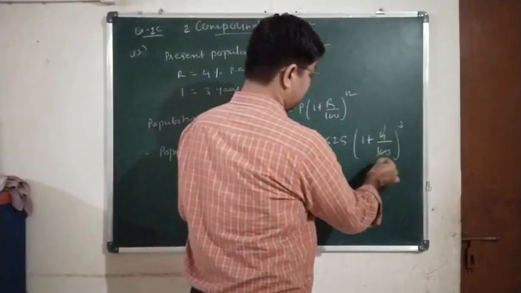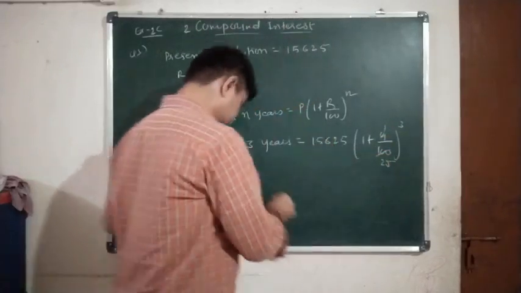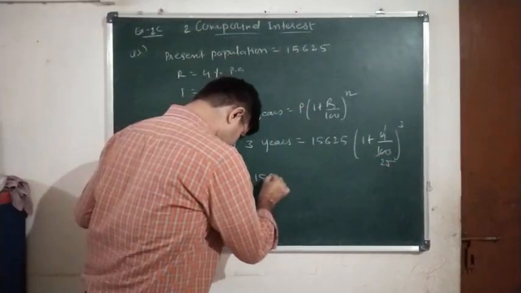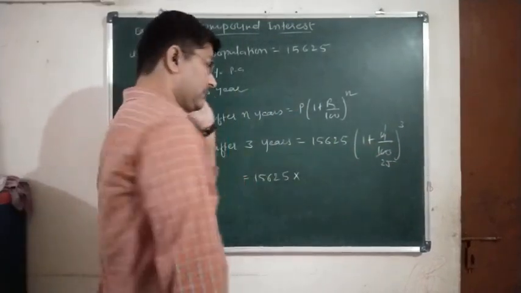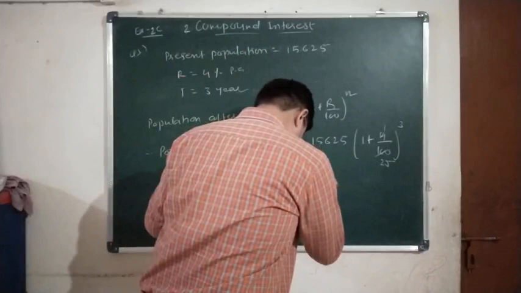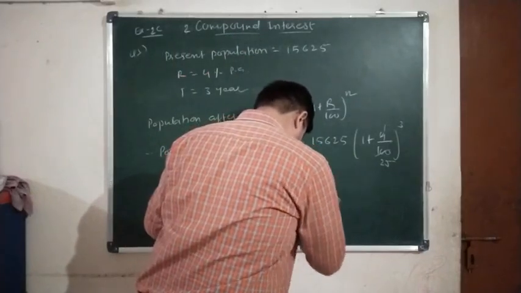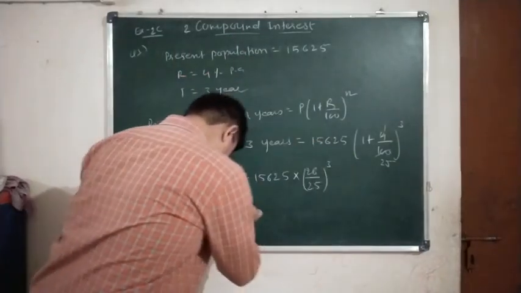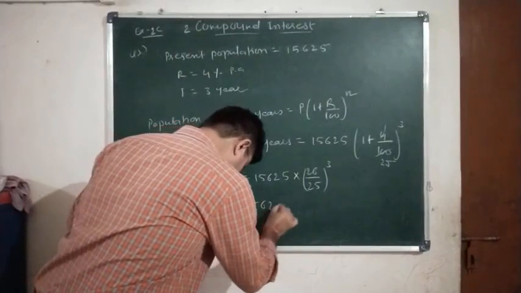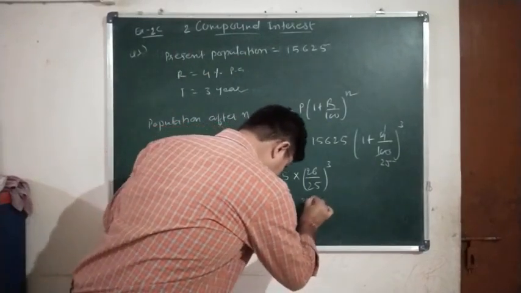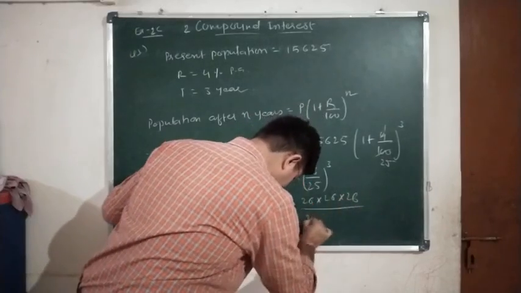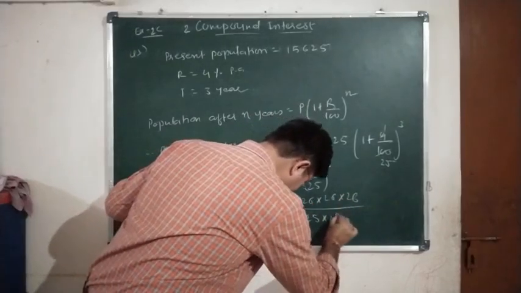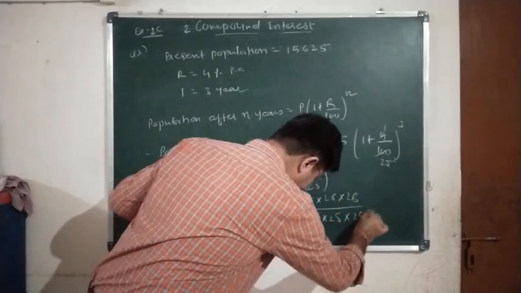4 ones are 25, so 15,625 into 25 plus 1, that is 26, upon 25 raised to 3. Further simplifying: 26, 26, 26 in the numerator, and the denominator will be 25, 25, 25.